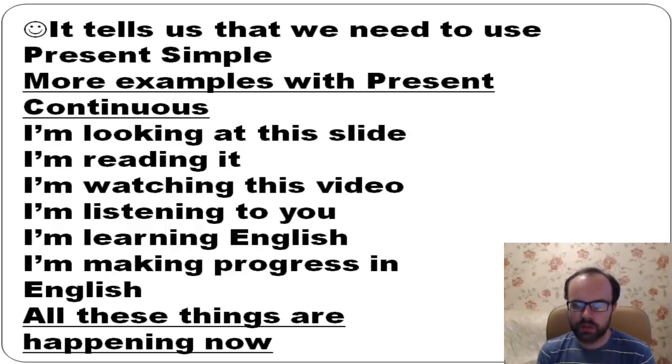More examples with present continuous. I'm looking at this slide. I'm reading it. I'm watching this video. I'm listening to you. I'm learning English. I'm making progress in English. All these things are happening now.